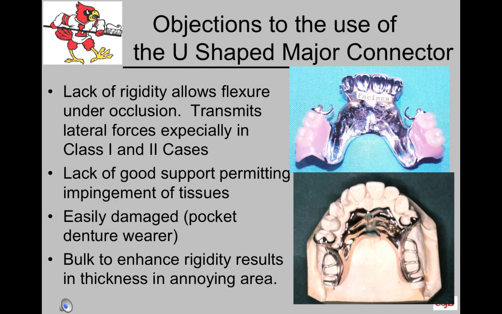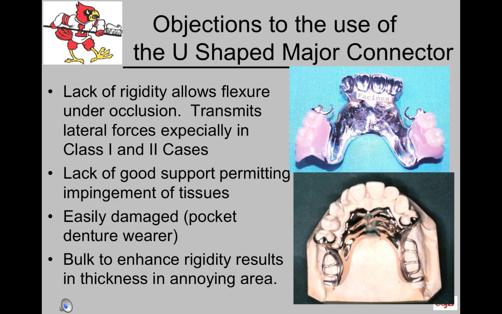The objections to the use of the U-shaped major connector on the Kennedy Class 1 and Class 2 with extension bases are that it lacks rigidity and it allows flexure under occlusion. This transmits lateral forces to the abutment teeth and to the tissues. Because of its lack of good support, it can cause impingement on the tissues, which can cause damage.